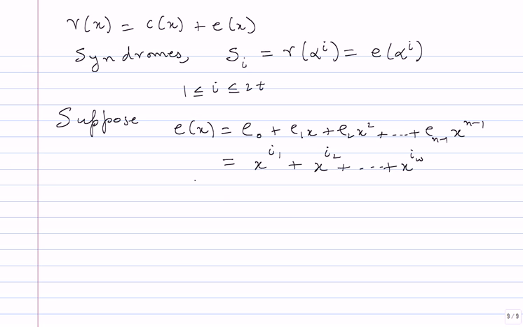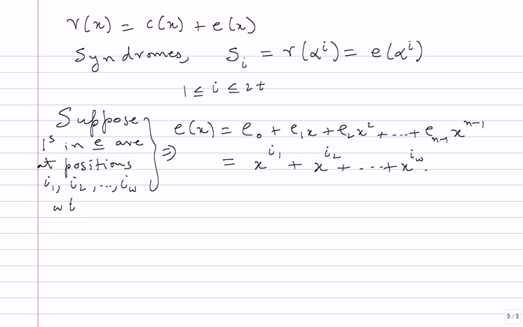So what am I saying here? I'm saying the ones in E are at positions i1, i2. So suppose the ones in E are at positions i1, i2, so on till iw. That implies all this will happen. What else am I saying here? I'm saying the weight of E equals W. So that's what I'm supposing. Is that clear? Okay.